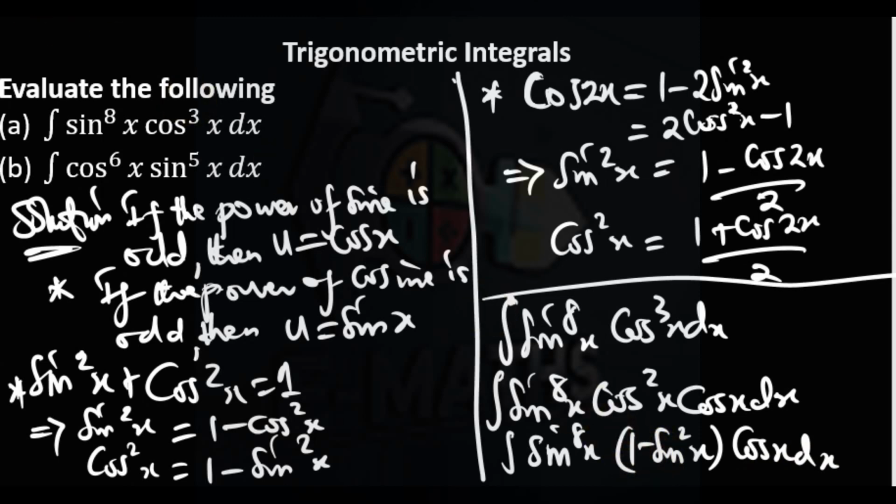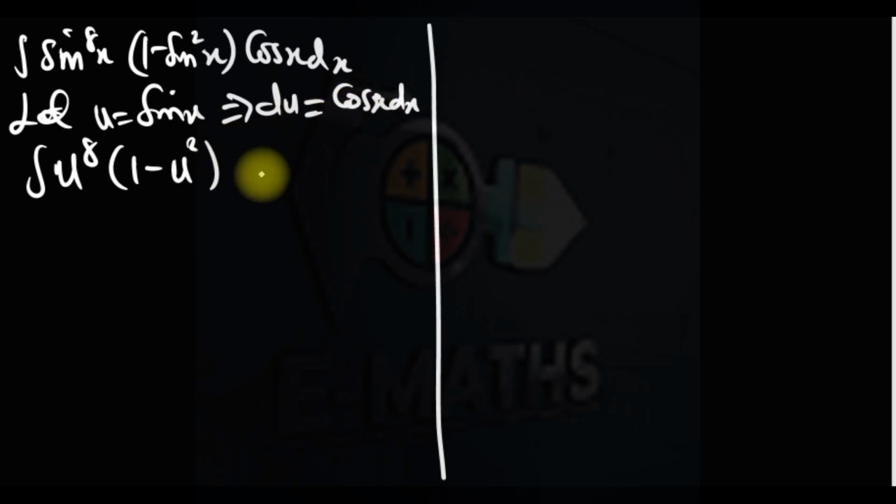So finally, we're almost done. We are now good to go. So if you let u be sine x, remember, because cosine is odd, if you differentiate, du dx is cos x, so du is now cos x dx. Do you see it now? Why we have to save a factor of cosine? So we now have the integral of u raised to power 8 times 1 minus u squared du.